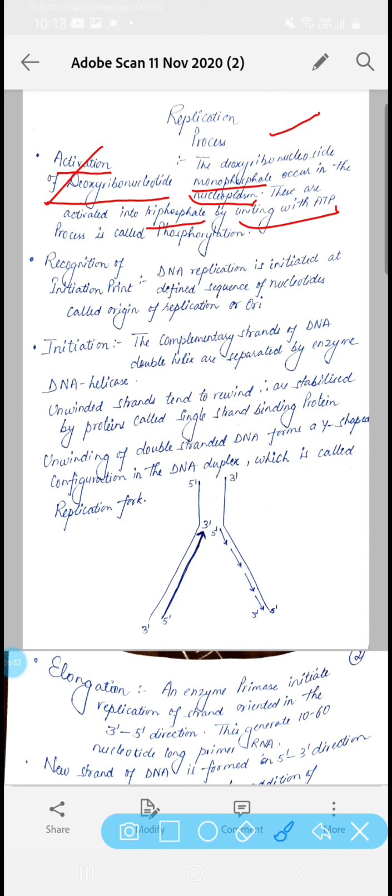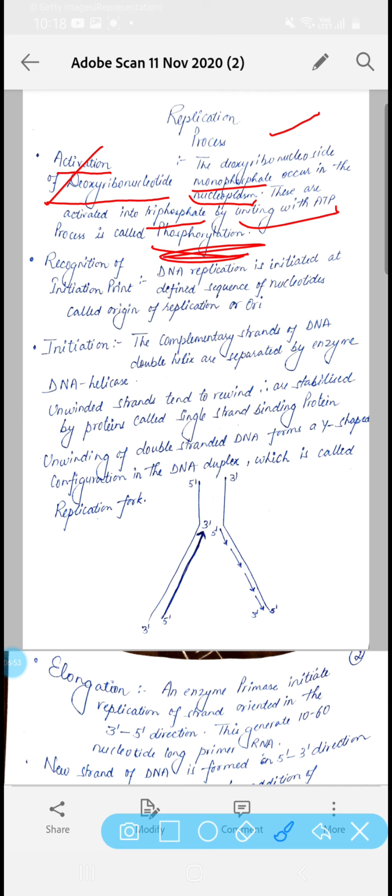ठीक है, ATP से मिलकर deoxyribonucleoside monophosphates, they get converted into the triphosphates. Okay, so this process of conversion of monophosphate into triphosphate by using the ATP is called as phosphorylation process. Okay, so it is important.